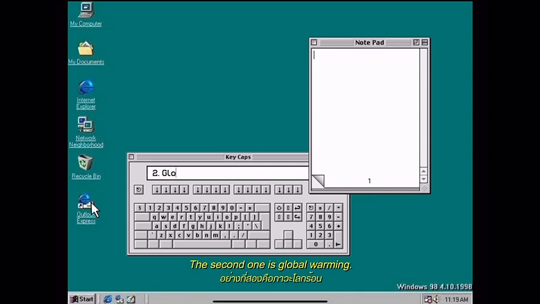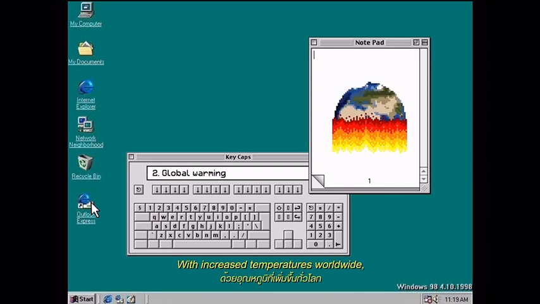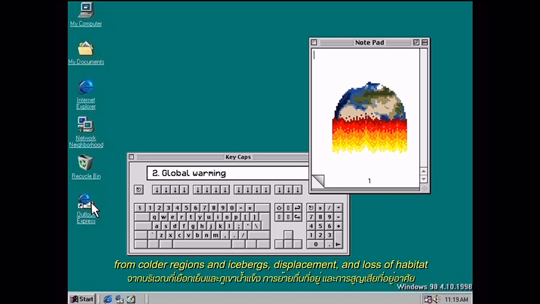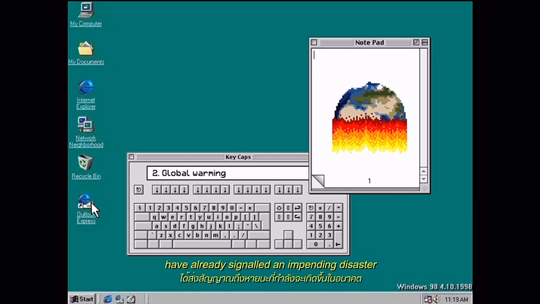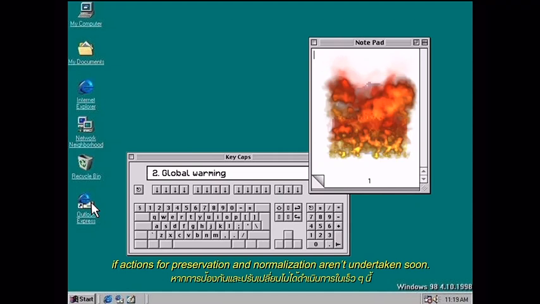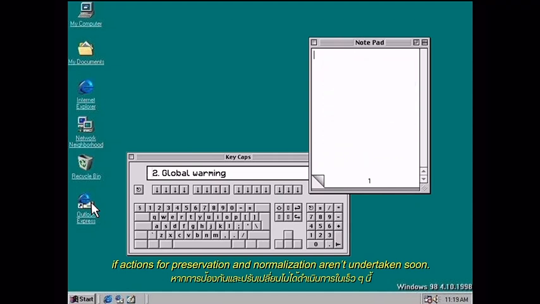The second one is global warming. With increased temperatures worldwide, an increase in sea levels and melting of ice from colder regions and icebergs, displacement and loss of habitat have already signaled an impending disaster if actions for preservation and normalization aren't undertaken soon.